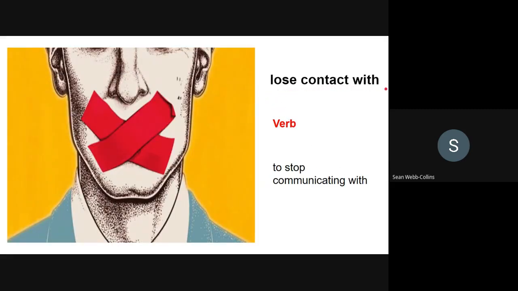Lose contact with. Verb, to stop communicating with someone. For example, I lost contact with some of my friends when my phone broke. Or another example, I lost contact with a friend because she moved to a different country.